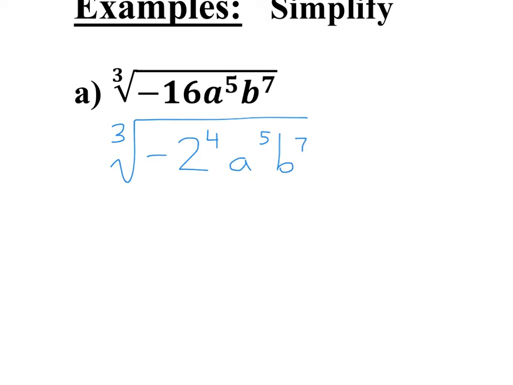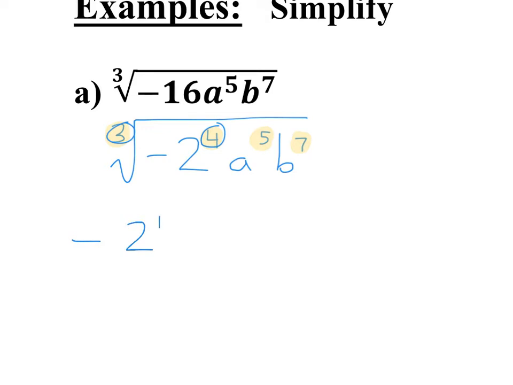All right, so remember what we did in the last lesson? We always took the exponents on the inside, and we divided them by the index. So first of all, the cube root of -1 is just -1. So the cube root of that negative sign is just going to be -1. So on the outside, I'm going to write a negative sign. Now I'm going to take 4 and divide by 3. 4 divided by 3 is 1.